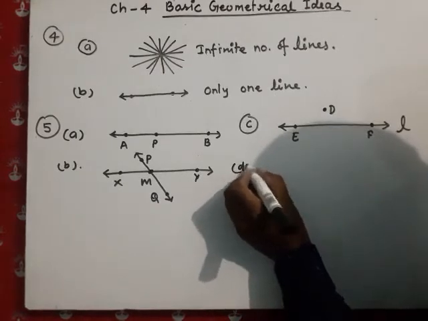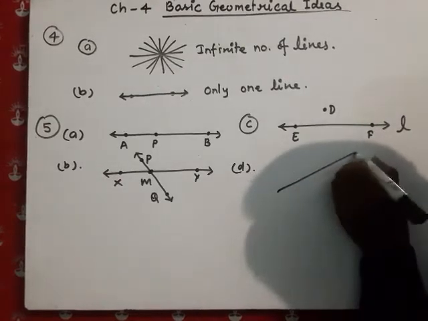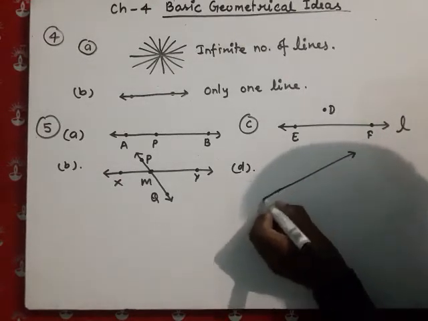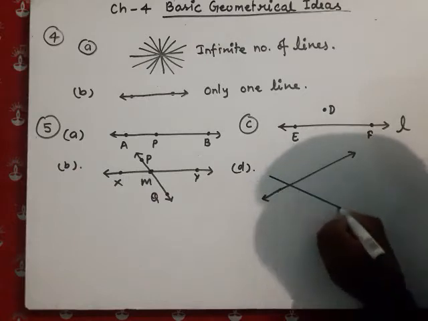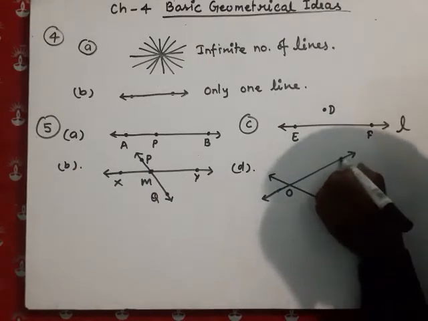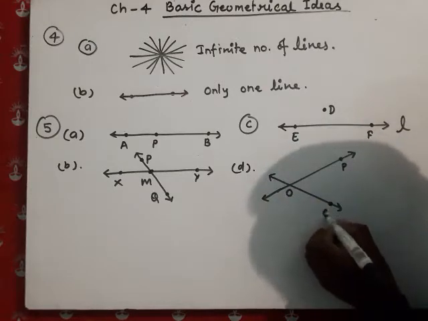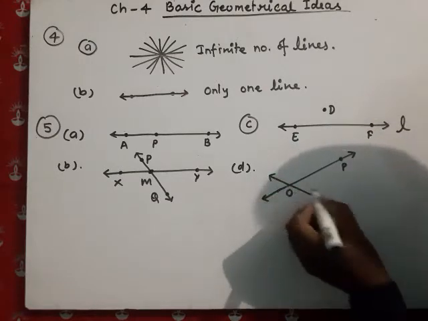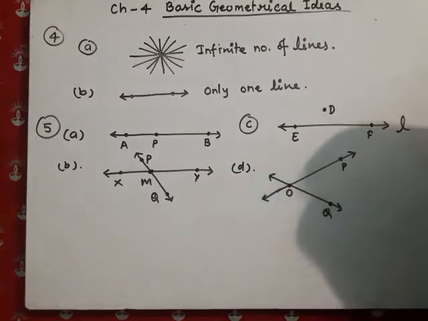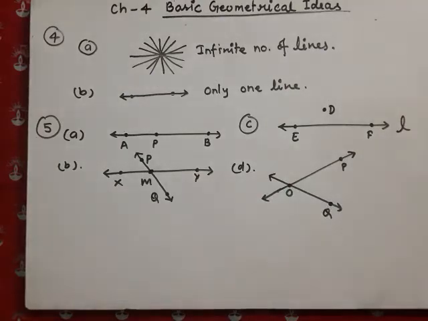Now going to part D. Part D asks that OP and OQ meet at O. So here we have to draw two lines, OP and OQ. This is the common point O. This line is OP, and here we have to draw Q. So this is OQ, and they are meeting at point O. Now question number 5 has been completed. Now I am going to question number 6.